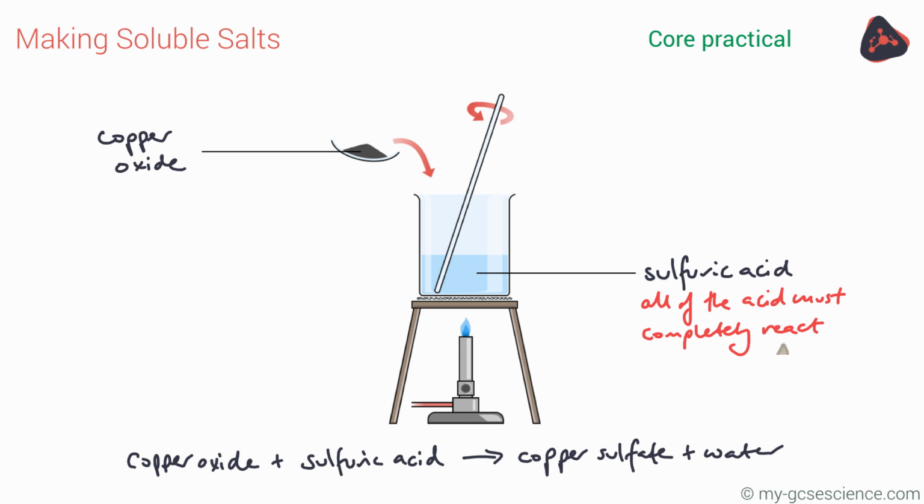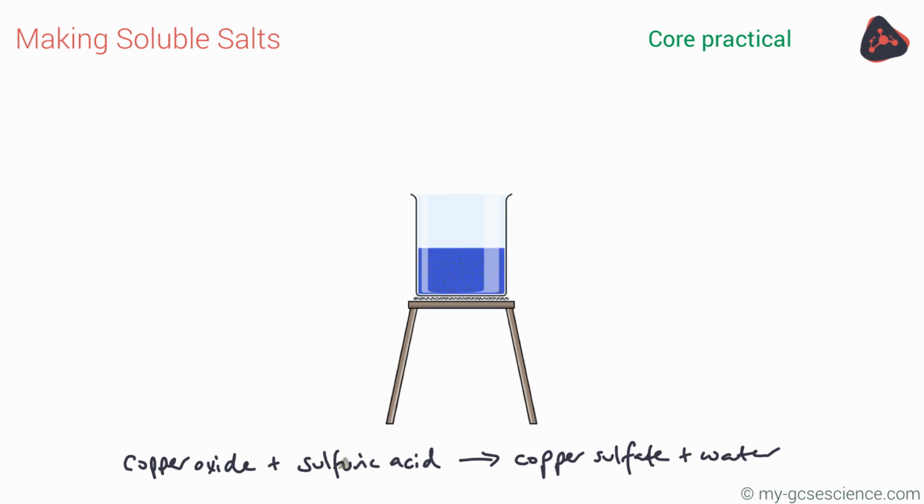In order to make sure that all of the acid is reacted, we need to use an excess of the copper oxide. This means that some will be left behind at the end. When the reaction's finished, all of the sulfuric acid will have reacted, so there won't be any of that left. We'll have made our salt, copper sulfate, and there'll be some water formed as well, but there's still some copper oxide left behind because we added an excess in.